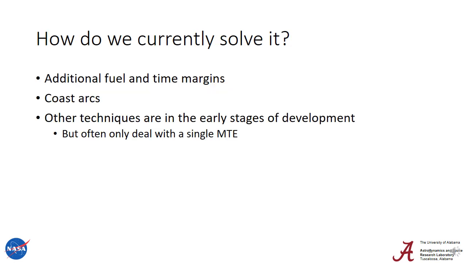Current approaches to solving the missed-thrust problem are to add additional fuel and time margins that the spacecraft can consume after a missed-thrust event. Additionally, you can place forced coasting arcs, which can act as buffers that you can again consume after a missed-thrust event occurs. There are other techniques currently in their early stages of development, but most often only deal with a single missed-thrust event. But as we saw earlier, as the trajectory durations grow, the number of missed-thrust events grows to be greater than a single missed-thrust event.